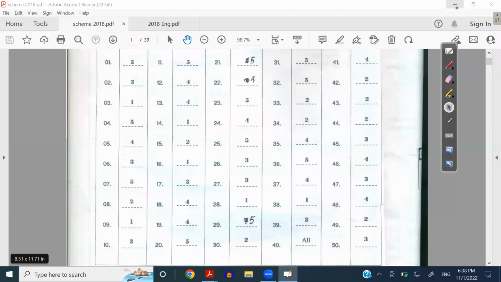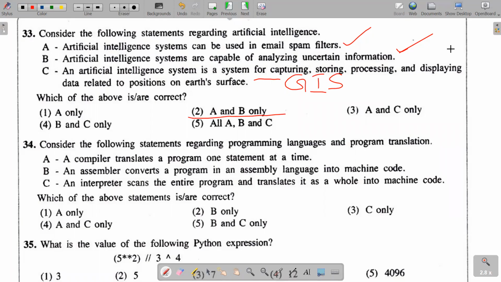33rd. Yes, second one is the answer. Yes. Right? Capturing, storing, processing of the GIS, Earth surface. Right? And 35th.